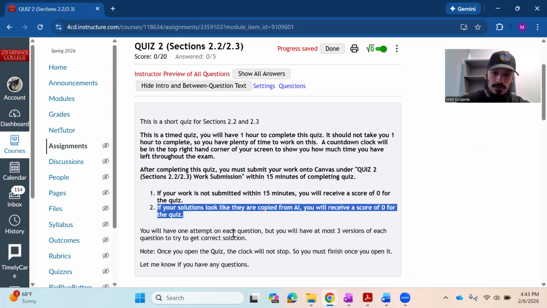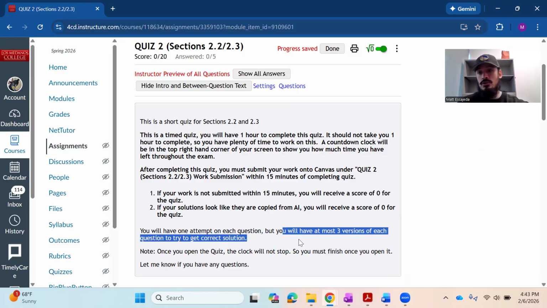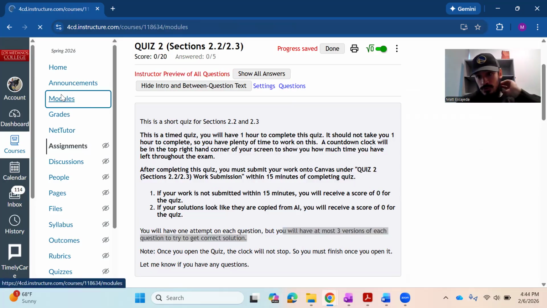But it works the same as always. You get three versions of each question to get it right. And it's timed. Once you start, you have to finish it, but it's a little different in that you have to submit work, because these problems take some work, right? If you're watching the videos and examples and doing the homework, then it takes a bit of time to work these through. But once again, if your answers look crazy, I'm going to give it a zero. That's the deal. So that's the quiz, and here's where you submit your work.